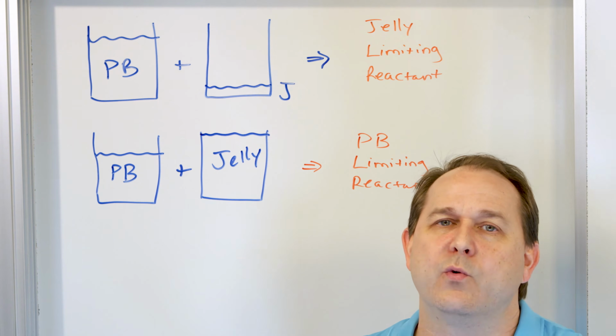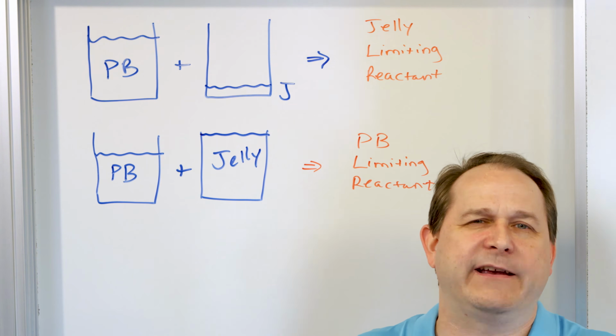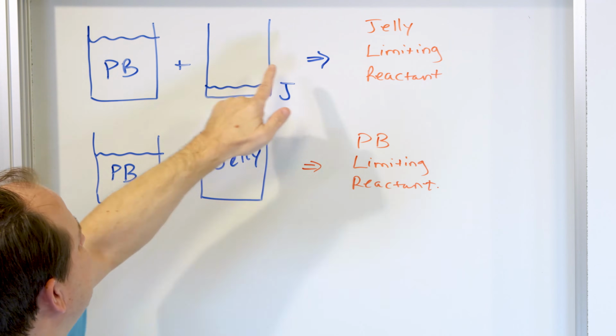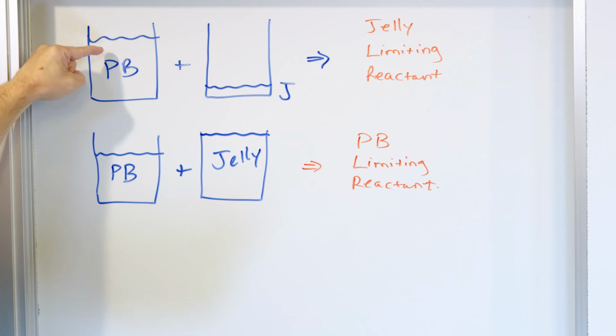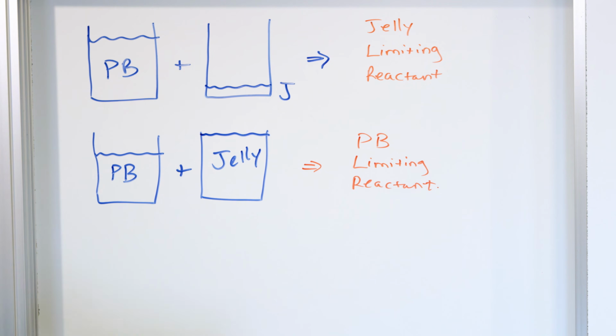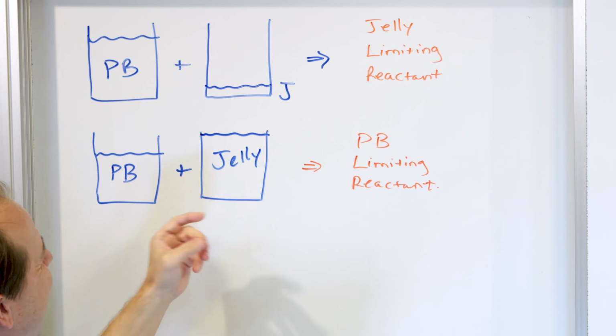Because the other reactant will be what we call the excess reactant. At the end of the reaction, we're going to have excess reactant left over. In other words, in this situation, the limiting reactant was the jelly, but the peanut butter was the excess reactant. In other words, once we finish making sandwiches, we're going to have peanut butter left over. Here, the peanut butter was the limiting reactant. The jelly was the excess reactant.